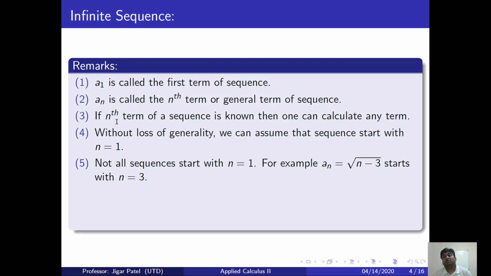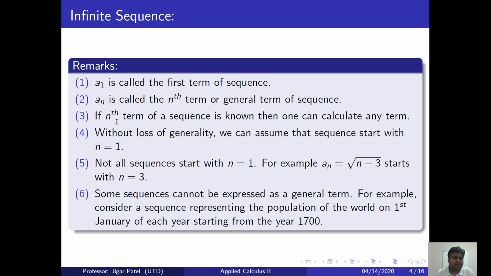Now remark number 6 is also a very interesting remark. It says the following: not all sequences can be expressed in terms of a_n. Not all sequences can be expressed in terms of the general term a_n. Let me give you one example, a very simple and trivial example.